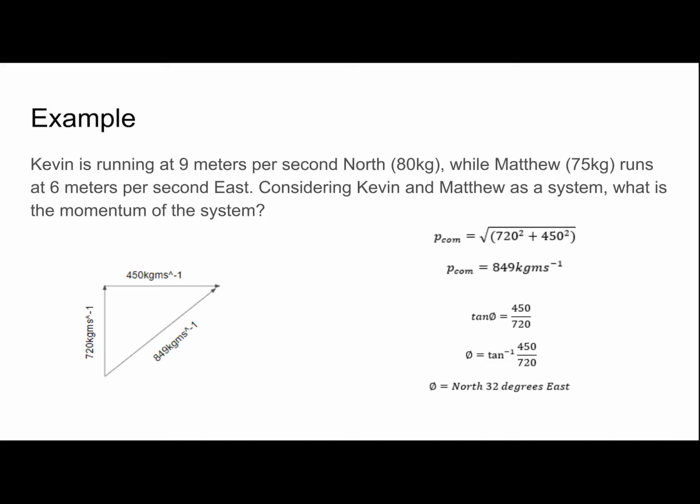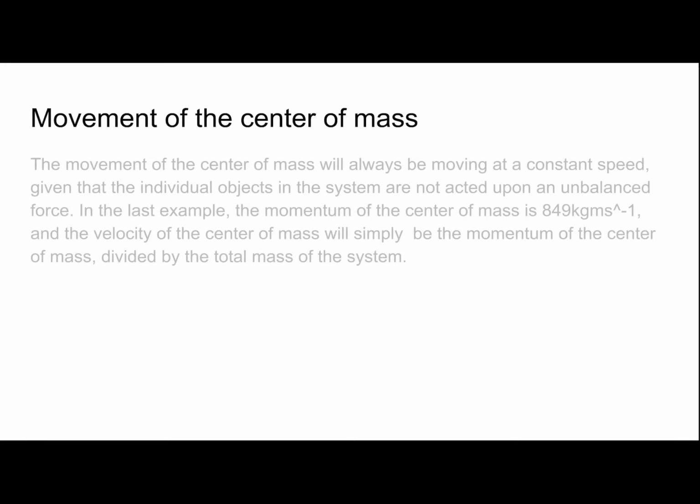The way we label the direction is north 32 degrees east, because if we're looking at this angle on the bottom left hand corner here, we have north, and then we go 32 degrees towards the east, and that's where we hit the momentum of our center of mass. Therefore that will be our final answer. So the direction would be north, 32 degrees east.